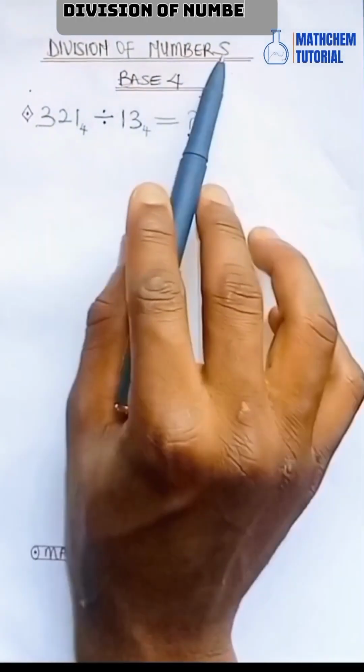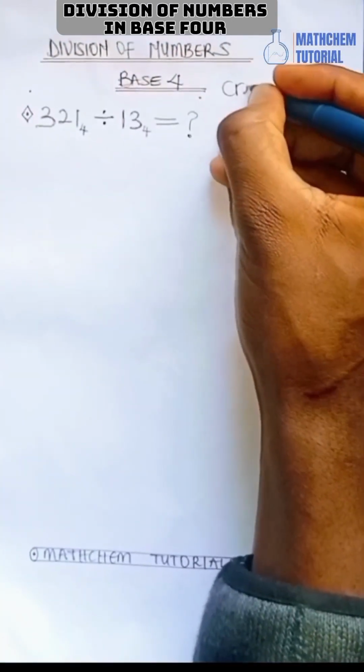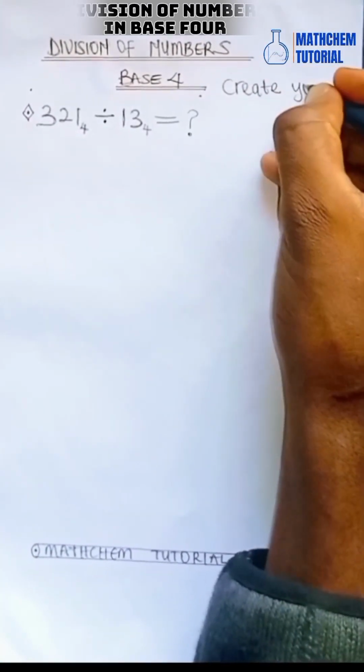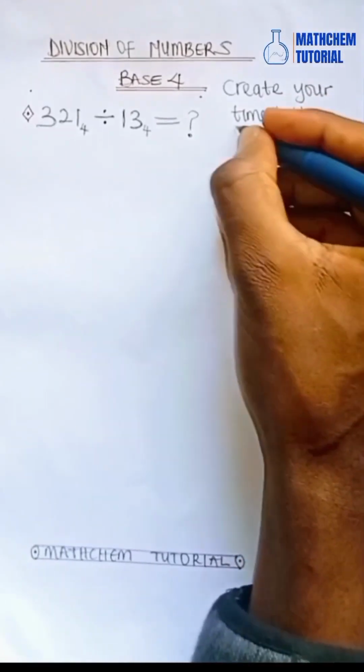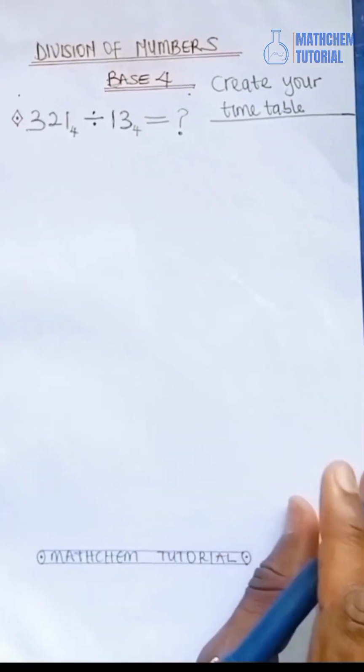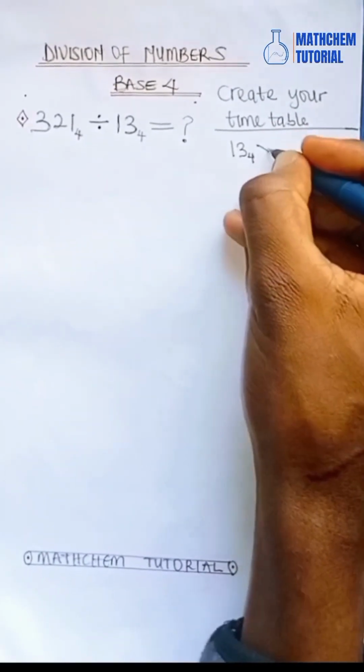Answer. Now let's move to division of numbers in base 4. A good example we'll be using is 321 base 4 divided by 13 base 4. Now what are you to do first? Create your own timetable as usual. So the timetable is going to be within 0, 1, 2 and 3.